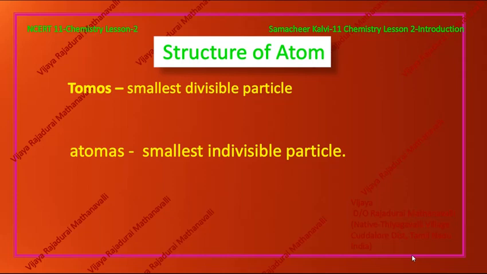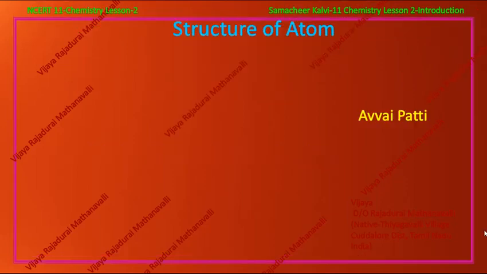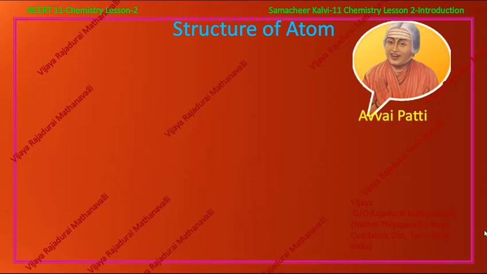The ancient Greek philosopher Democritus once said that all matter is made up of atoms which are indivisible. Everyone agreed. But as he was a philosopher, he could not prove it. Even before Democritus, our Avvaiyar said something about an atom.